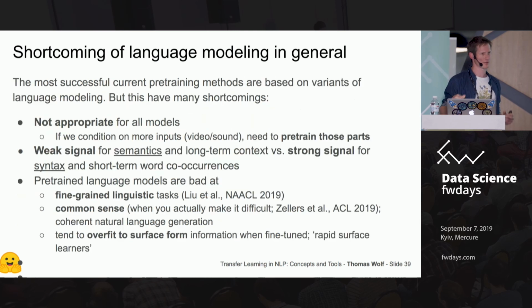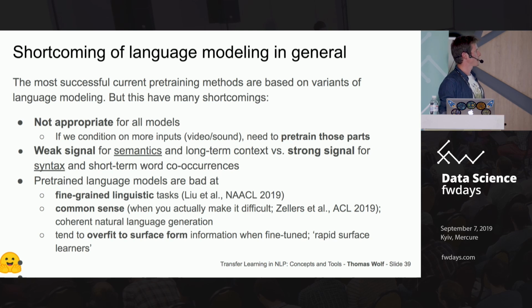And there are shortcomings of language modeling in general as a task. Language modeling doesn't work for all modalities. For instance, if you have images, well, you can do image prediction, but that's kind of different. So we need to move away from language modeling somehow.